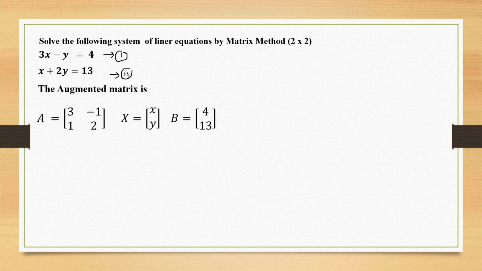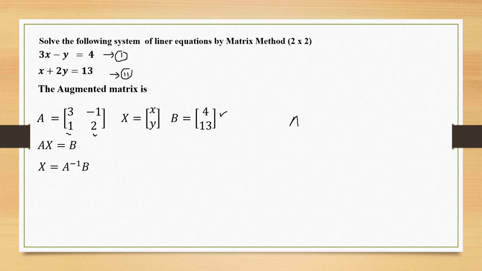Now first of all we will write down the augmented matrix. So we will write down the coefficients of x and y. The coefficient of x is 3, the coefficient of y is minus 1, then in the second equation the coefficient of x is 1 and the coefficient of y is 2. Here X is equal to small x and small y, and the right hand side we will consider to be matrix B. So now it becomes AX is equal to B, but we need the value of X. So X is equal to A inverse B.